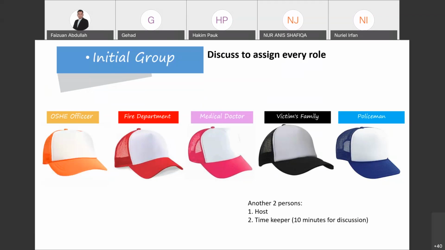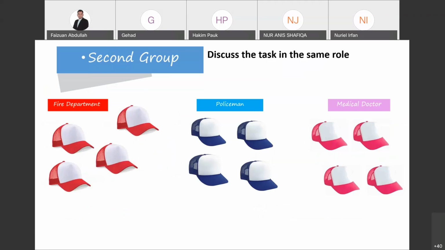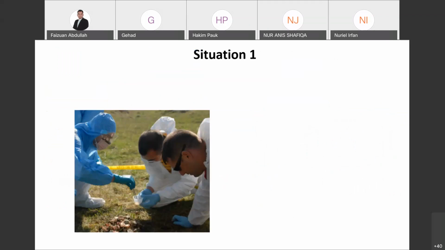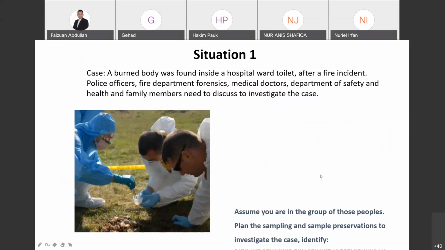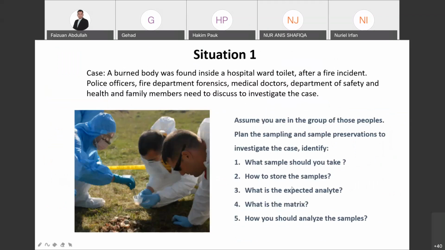You study your role, and then after that you go to discuss with the similar roles. From every group you have policemen, right? So discuss among the policemen, among the fire department, among the medical doctors, the OSH officer, the victim's family. Discuss among the same role or position, and then you come out with the idea of what kind of sample to take, in the five things that I have mentioned before. These five questions you should discuss among the similar role.